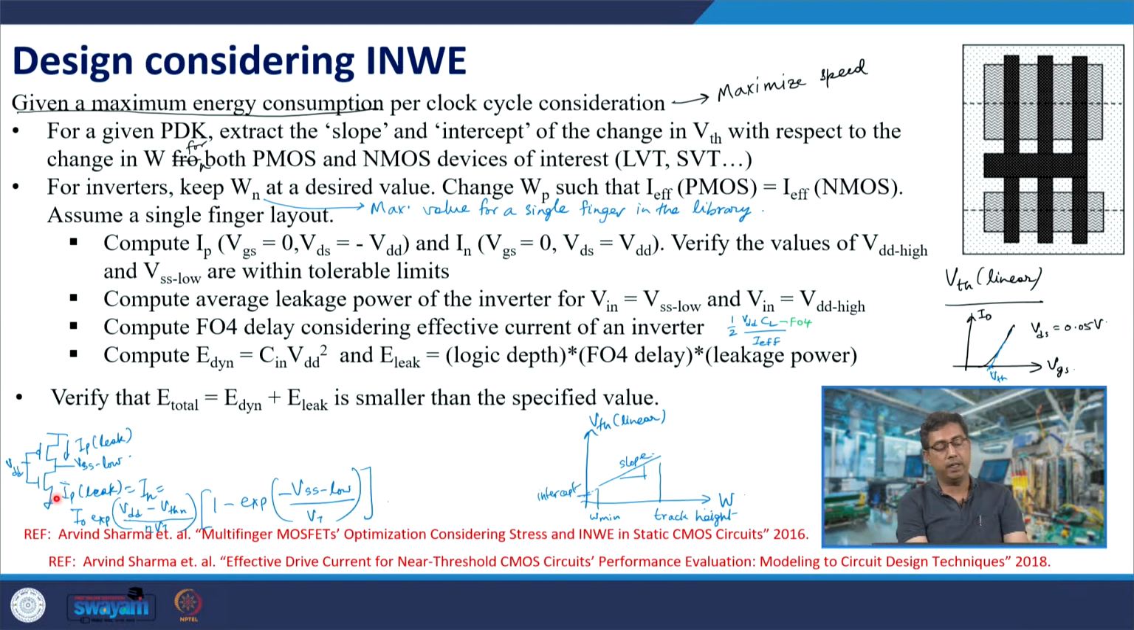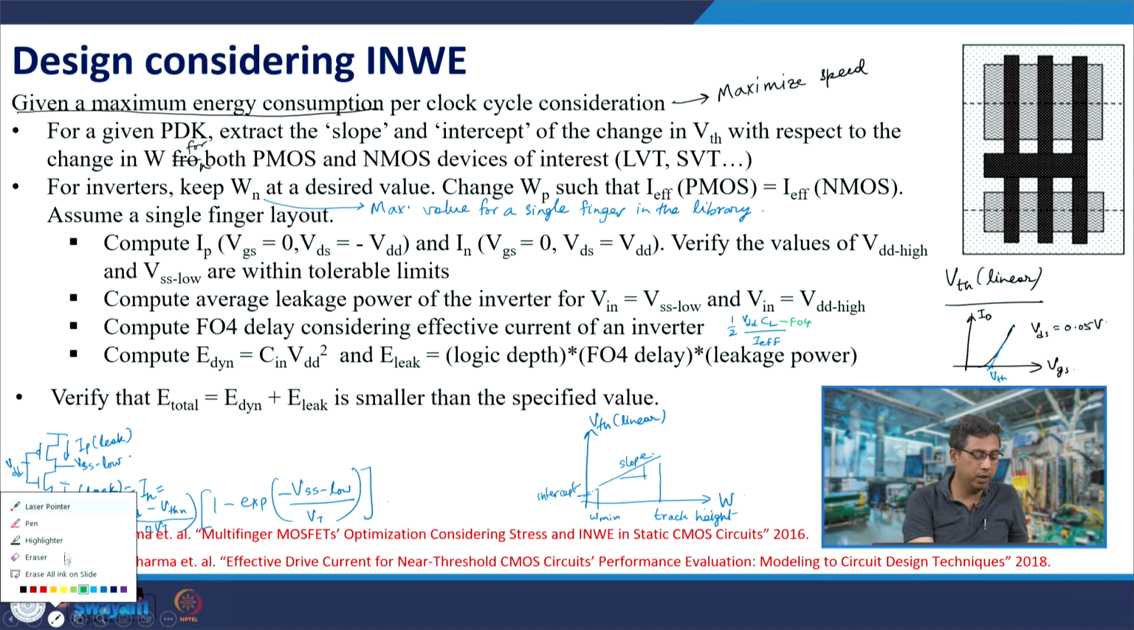Once you have done that, then compute the dynamic energy. Take this input capacitance, assuming you are driving a similar kind of inverter, and this is the dynamic energy for a similar inverter load. This is like a representative, and compute the leakage power. The typical logic depth that you want to consider and the FO4 delay would be scaling factors, because you are assuming that the clock period would be proportional to the FO4 delay of the inverter. Therefore, this is representative of the clock period.